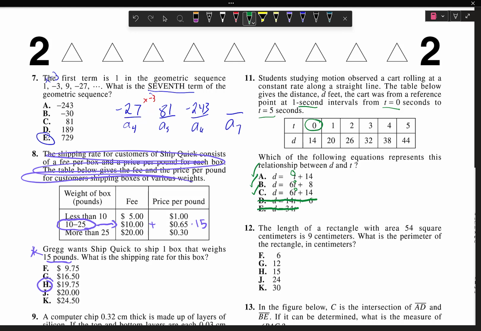Let's check a bigger one. Let's go to 5. We take 5 and substitute it for t here. We get 19. It needs to be 44. It's not it. If we substitute 5 here for choice B, 6 times 5 is 30, plus 8 is 38. So it's not this one, so it's got to be C, but let's double check. 6 times 5 is 30, plus 14 is 44.